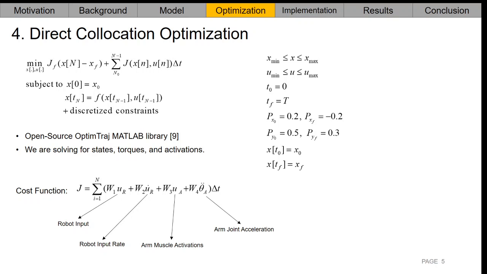The initial and final time is fixed. We have also defined the initial and final end effector position, which can then be mapped to initial and final robot states using the inverse kinematics. To formulate and solve the problem, we have used the open source OptimTraj library in MATLAB, developed by Kelly in 2017. For the cost function, we are considering the robot input rate, arm muscle activations, and arm joint accelerations. The last two terms are suggested by Barrett et al. in 2011 in their research about finding the best cost function for arm reaching movements.